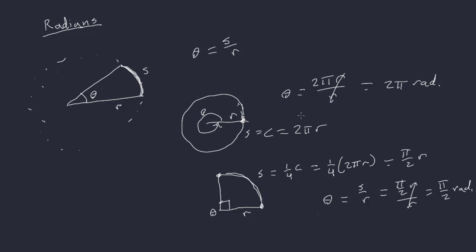Now the important part here is that, again, these units are the same. So if S is in meters and R is in meters, then theta is S meters over R meters. The meters cancel, and we have S over R radians. So whenever the units cancel like that, we end up with radians. That's what I meant when I was saying that radians are dimensionless.